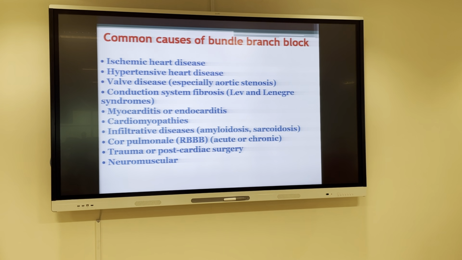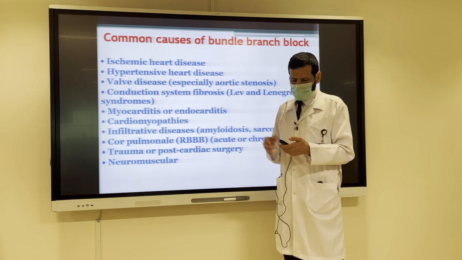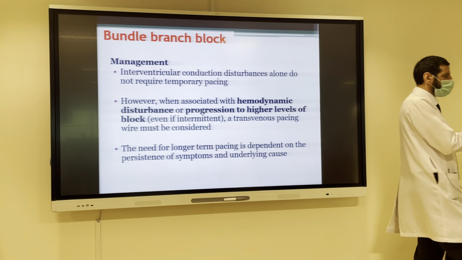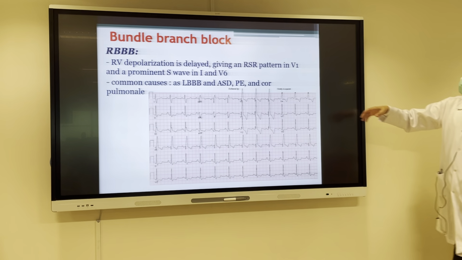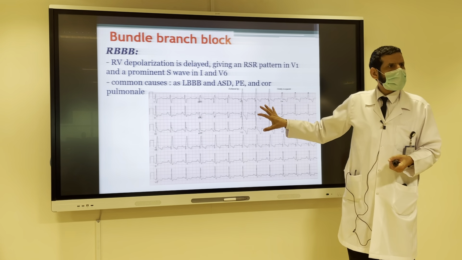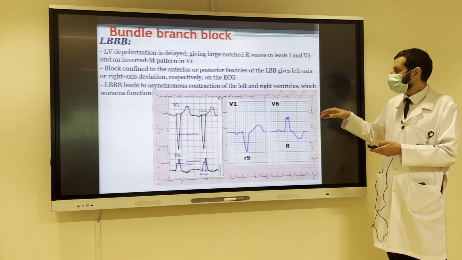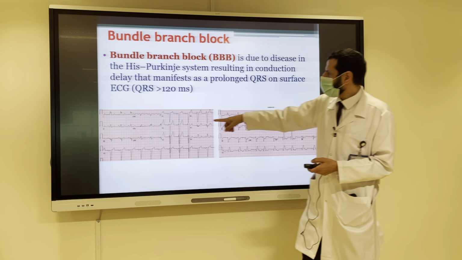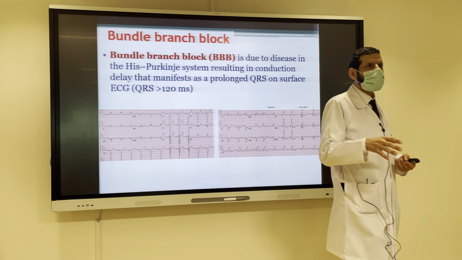Common causes of bundle branch block: the whole process I told you before can involve the conduction system, including the bundle branches. Most of the time, management is just observation, if it is just left bundle or right bundle. But an important point: if you see a big R wave with ST segment depression and T wave inversion, this is not ischemia, this is part of the bundle branch block in this lead. The same for left bundle branch block: you see ST-T wave changes. This is part of the bundle branch block, not ischemia or infarction.